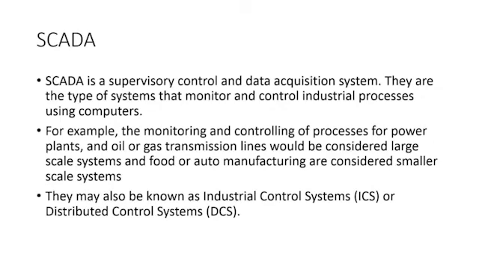So these SCADA systems, like another example, they use for monitoring and controlling the processes for power plants, like I said, oil and gas transmission lines. So you've got oil and gas transmission lines that go for miles and miles and miles. Well, you might not want to send somebody out there for that. Those are large-scale systems. Food and auto manufacturing are considered smaller scale systems, as a matter of fact. Now, these can also be known as industrial control systems, ICS, or distributed control systems, a DCS.